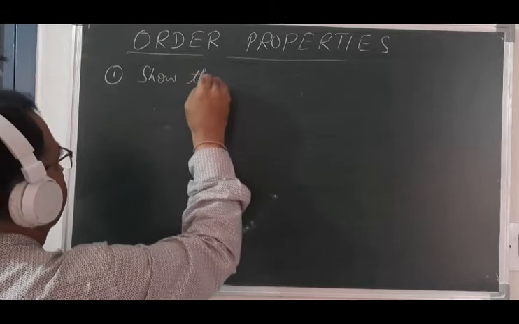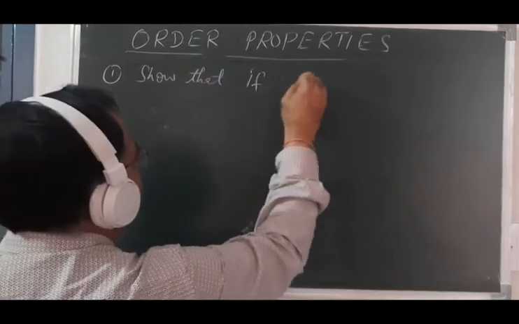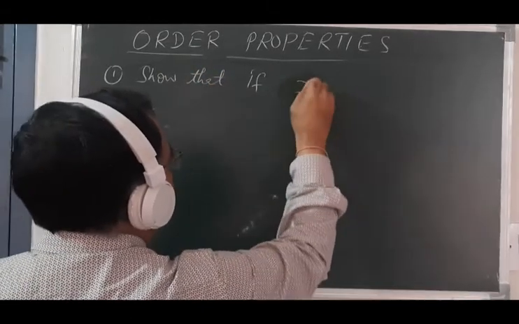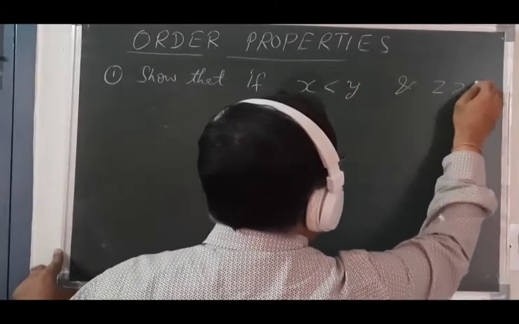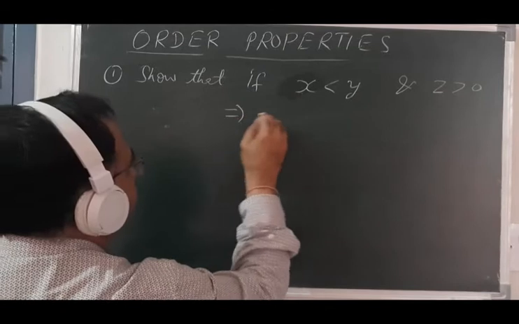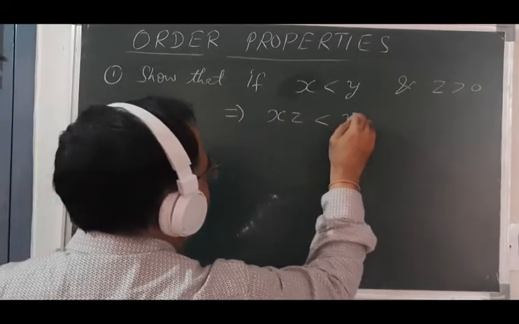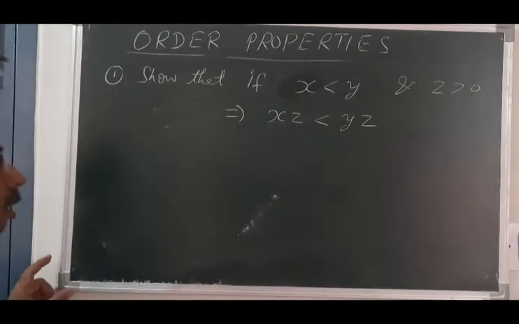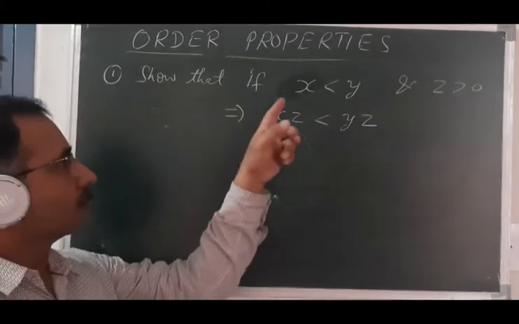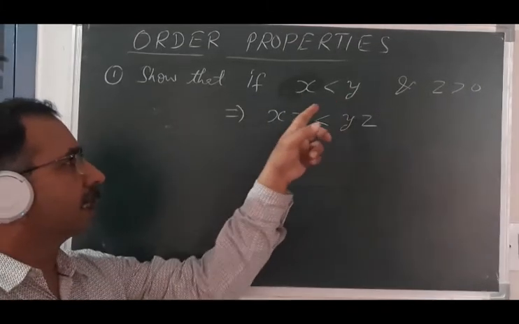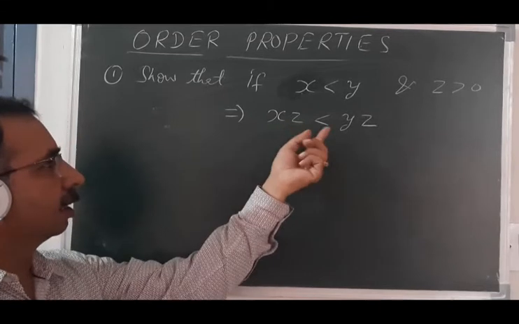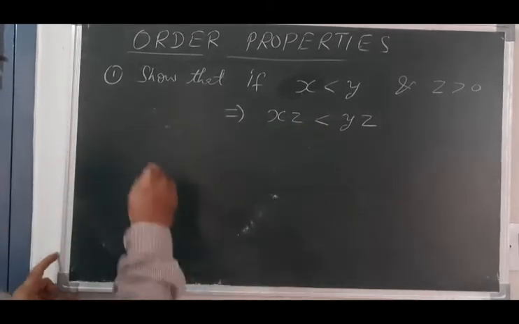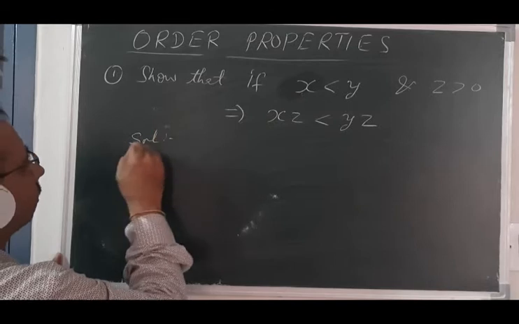Show that if x less than y and z greater than 0, this implies x times z is less than y times z. So if we have x less than y and I multiply this inequality with some positive number, then less remains less. How do we prove this?